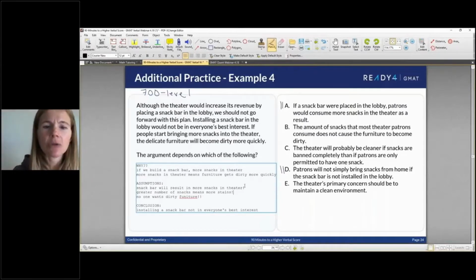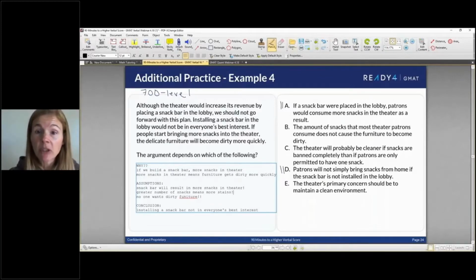So there are two assumptions here, and they may seem obvious, but they become important when you look at your answer choices. We're assuming that the snack bar will actually bring in more snacks, and also that more snacks will mean more dirty furniture. You could doubt that: once one person spills a giant soda on your theater furniture, somebody spilling a second soda doesn't really make it any worse. So let's look at our answer choices.